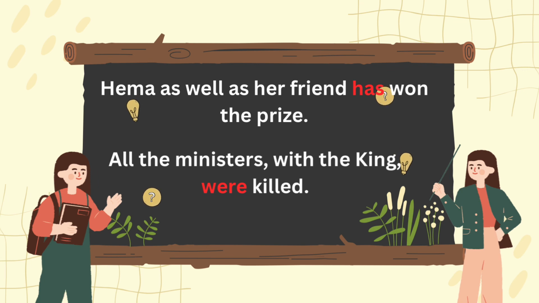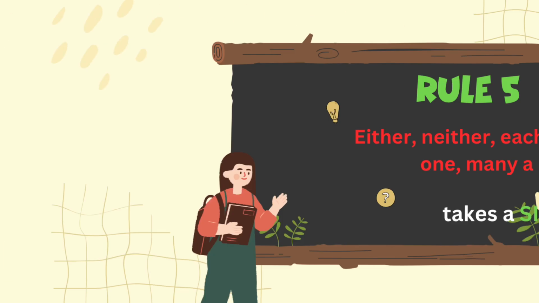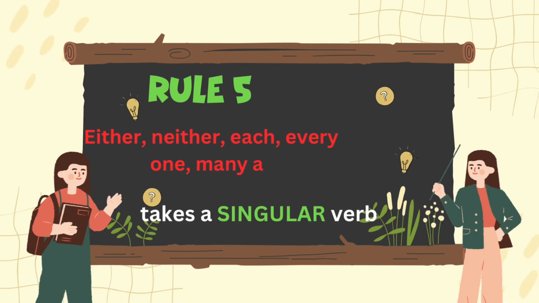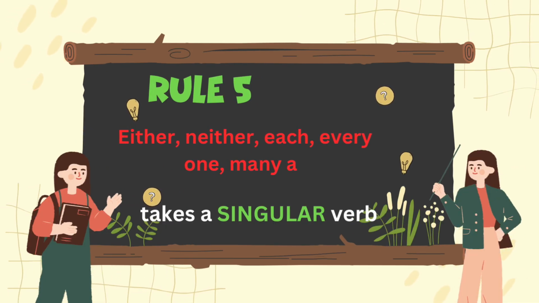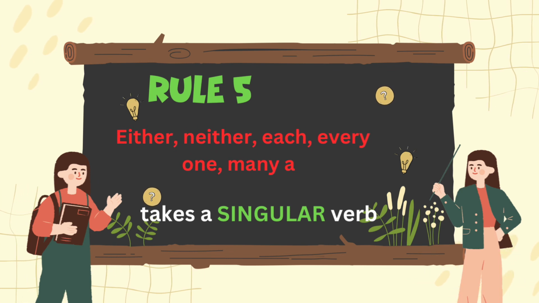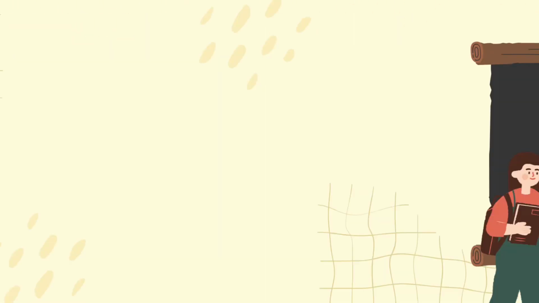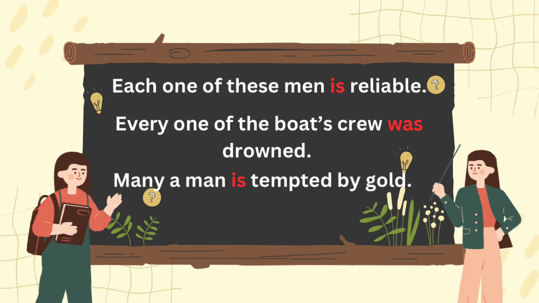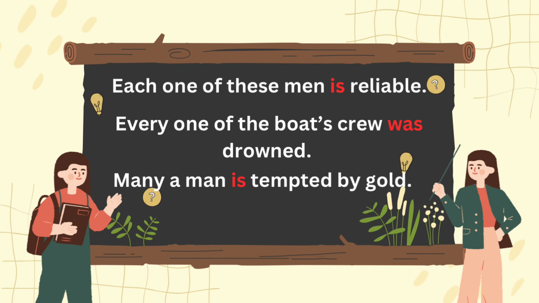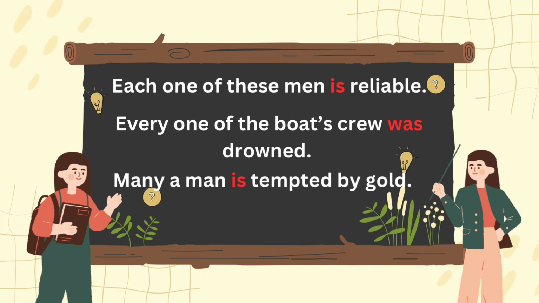The second example here, all the ministers with the king were killed. Now in this case, the first used noun is ministers. Being plural, the verb will also be plural, that is were. In sentences where either, neither, each, every, one, many are used, the verb used is a singular verb. For example, each one of these men is reliable. Every one of the boat's crew was drowned. Many a man is tempted by gold.